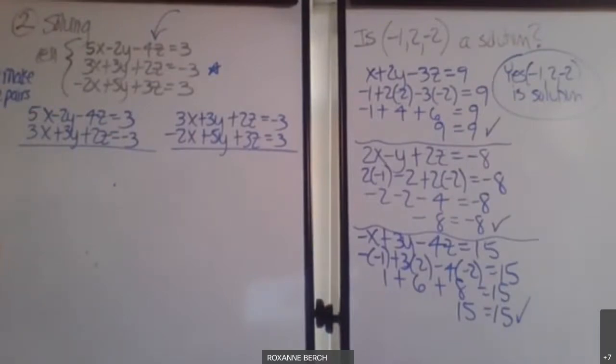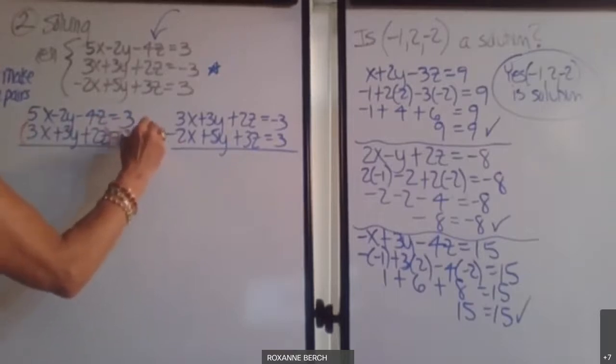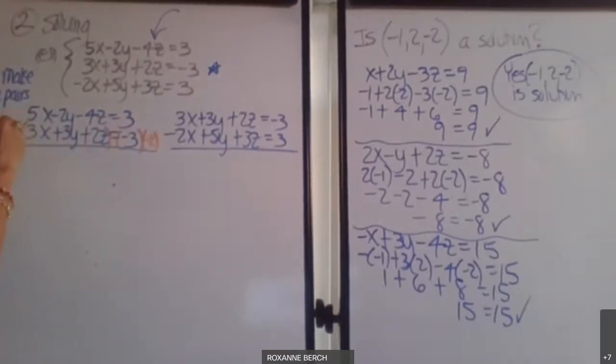Now, in both of these, I'm going to have to do some work. So this one's not so bad. I can multiply the bottom by -2 to get the z's to eliminate. So let me show you. So the top one stays the same.